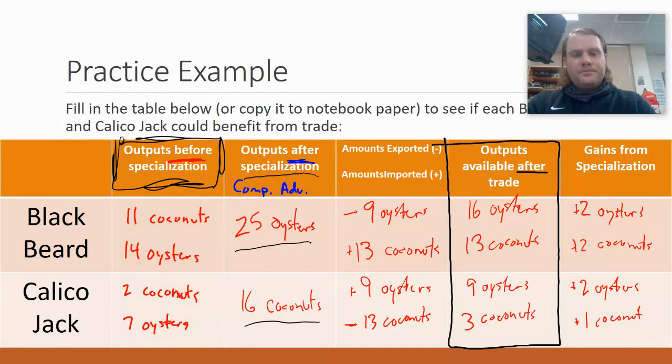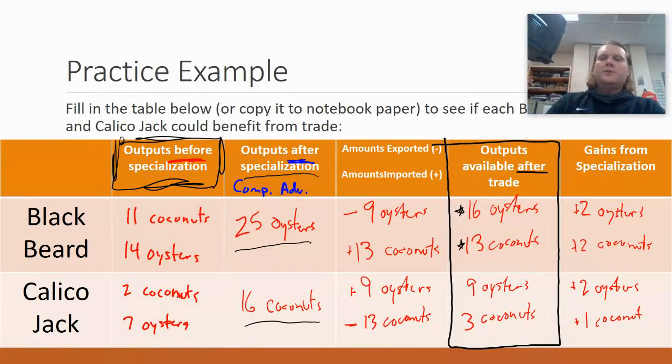Now, keep in mind what's happened here. After we decide these terms of trade, which we usually don't have to determine, we've given it to you hypothetically here. After we do that, notice I produced 25 oysters. I'm going to give up 9 of those oysters. After I give up those 9 oysters, I'm left with 16 oysters. I got 13 coconuts; I had 0 coconuts. I had 13. That's my final value there.